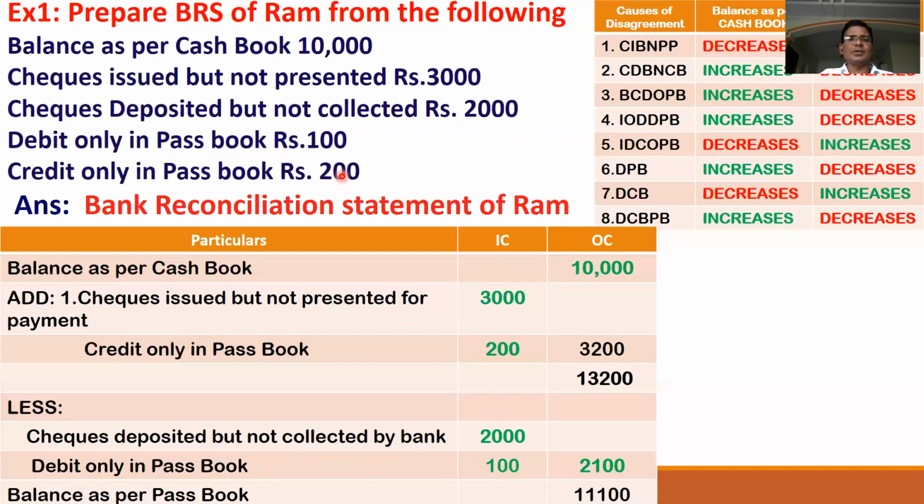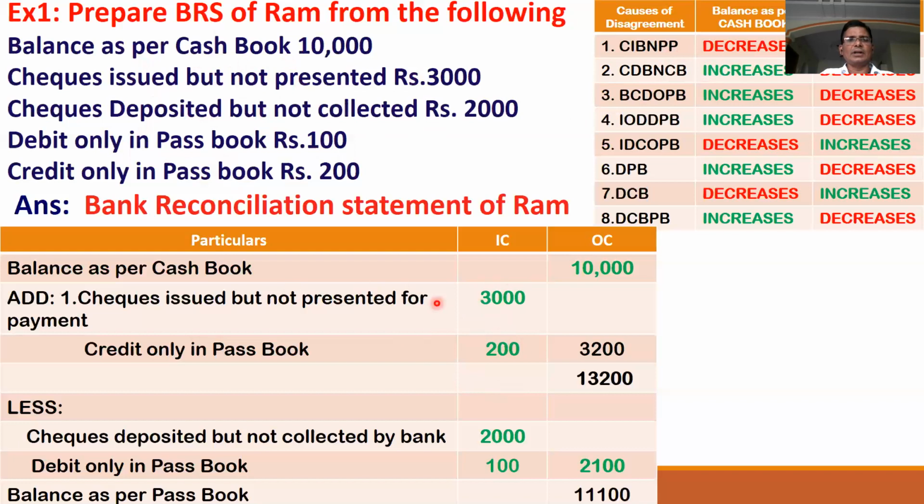Credit only in passbook means passbook credit, passbook increases. Passbook increases means cash book decreases. Given is cash book, so decreases, add 200. Whatever the point, for these 4 points I have to see whether cash book increases or decreases. For first point, check issued but not presented for payment, cash book decreases. That's why add.